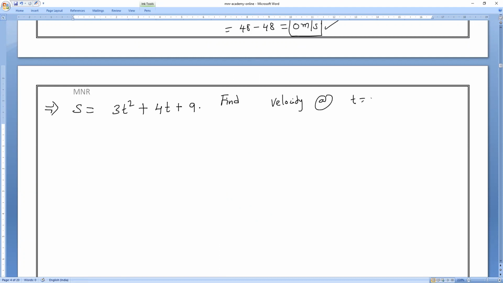Solve it. Next: t is equal to 2 seconds, and find average velocity at t is equal to 2 seconds. Find average velocity between 1 to 4 seconds. Do it fast.